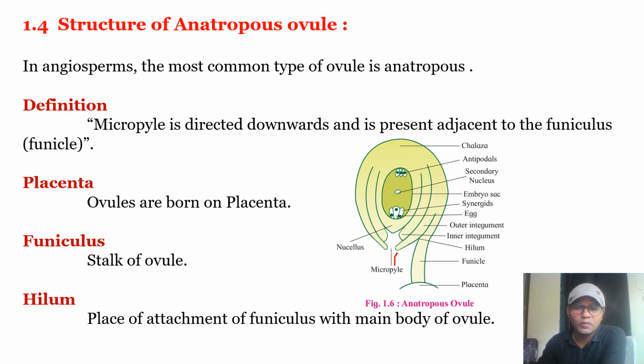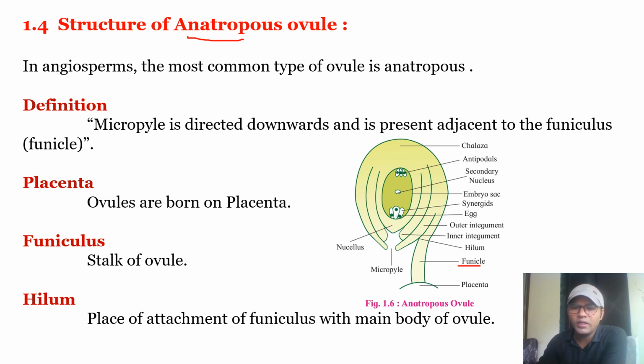Here you can see the micropyle, which is directed downward, and it is near to the funicle. Such type of ovule is said to be the anatropous ovule. If the funicle and micropyle are opposite, then such ovule is called as orthotropous.